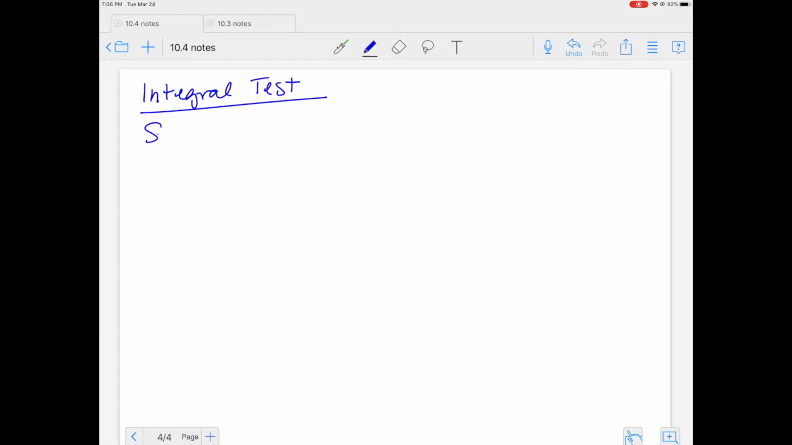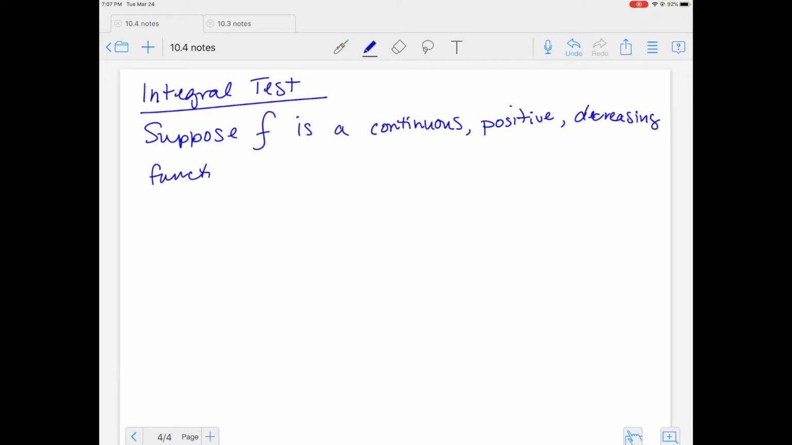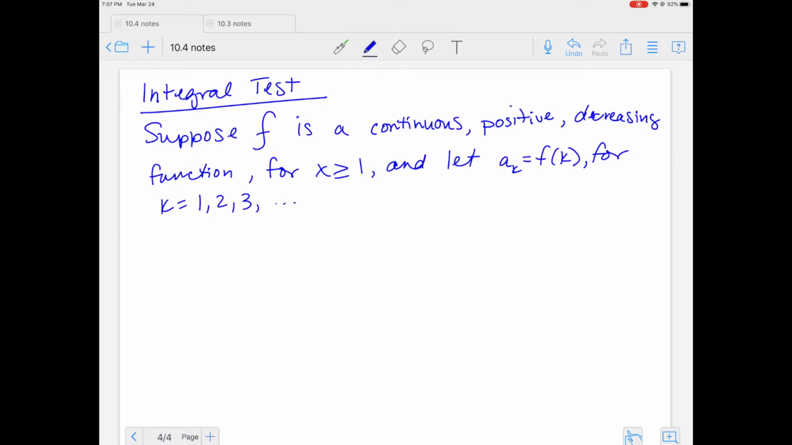Suppose f, so a function f, is a continuous, positive, decreasing function for x greater than or equal to 1, and we are going to let a sub k equal f of k for k going from 1, 2, 3, etc.